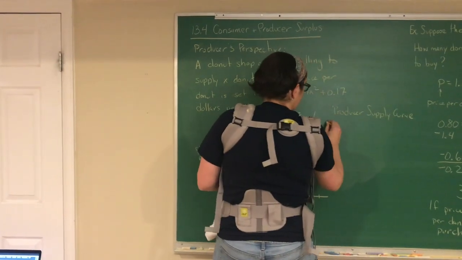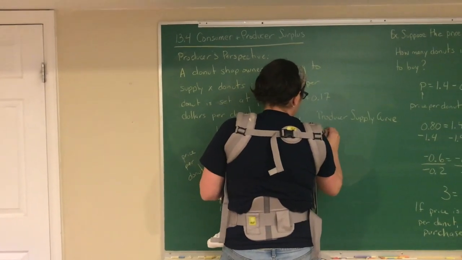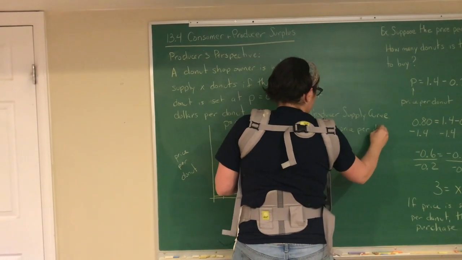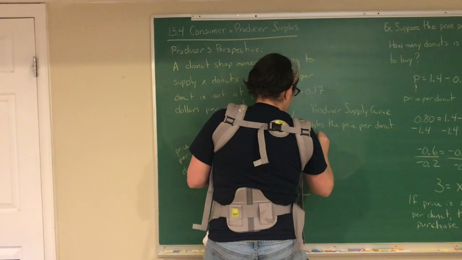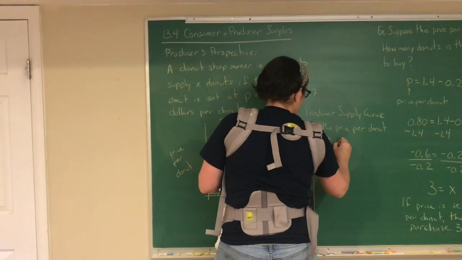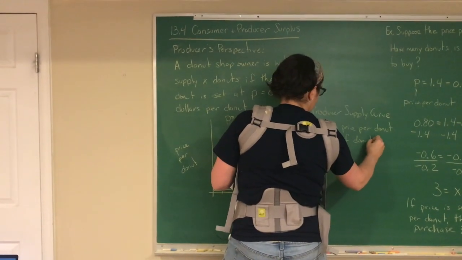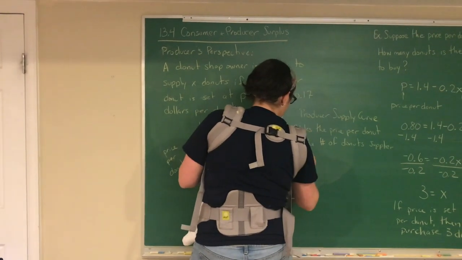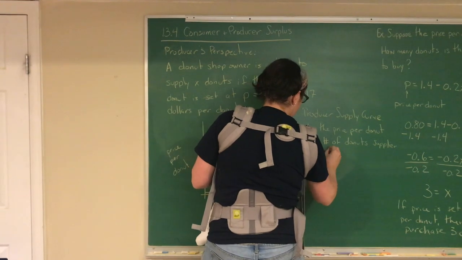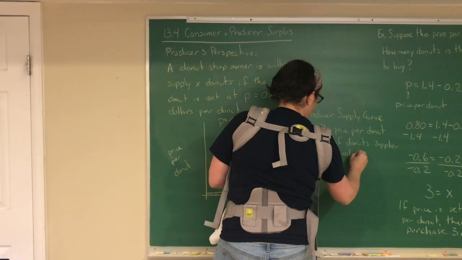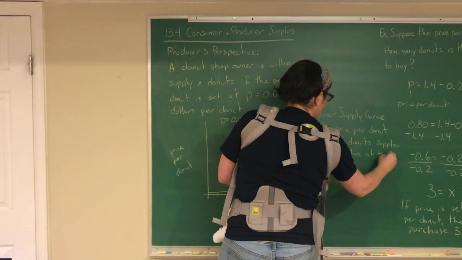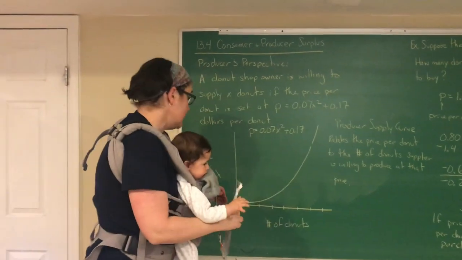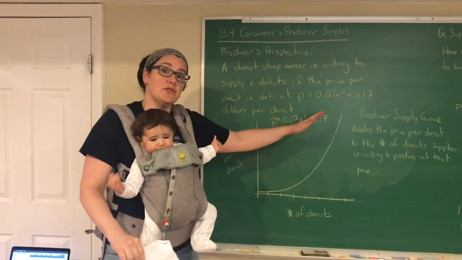So the producer supply curve relates the price per donut to the number of donuts the supplier is willing to produce at that price. Okay. And what you'll notice about this graph is that this graph is an increasing function.